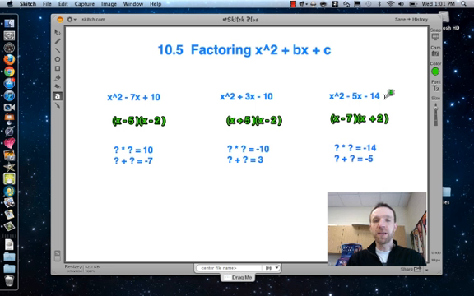So a little bit on how to factor, some tips, and some examples, and I hope that this starts making sense, and we'll practice this in class tomorrow. Thanks!